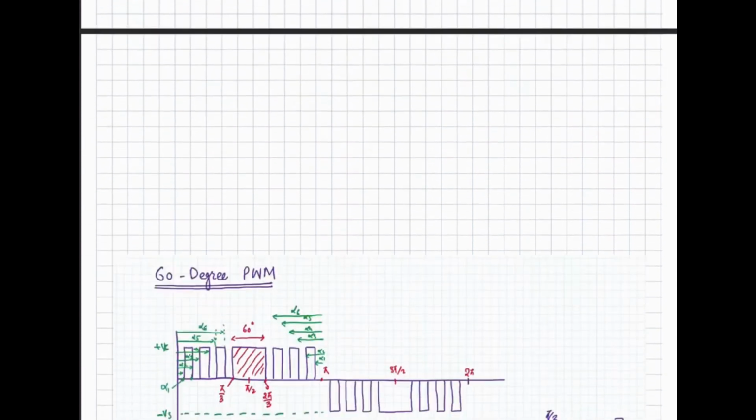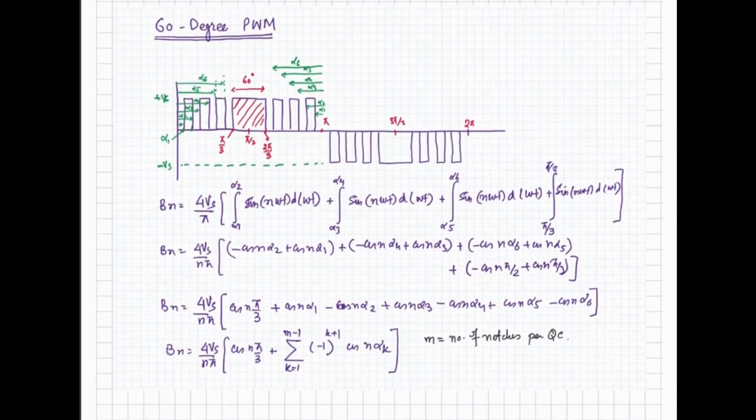Okay, now the last slide is related to 60-degree PWM. In this case, 60-degree PWM means our center pulse will have a width of 60 degrees, which is centered at pi by 2. So this angle will be fixed. This is pi by 3 and this will be 2 pi by 3. Similarly, this will be of width 60 degrees.